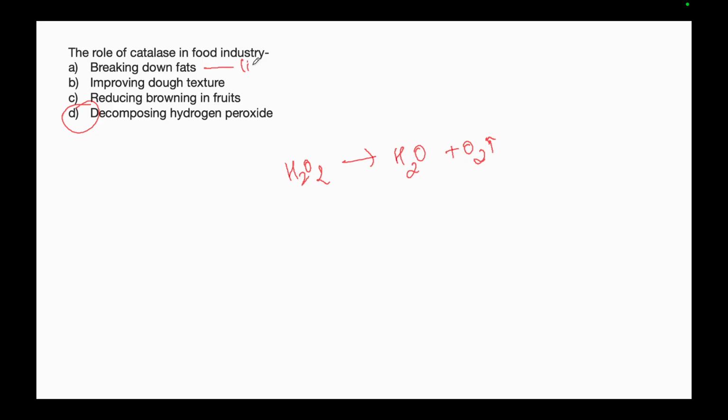Breaking down of fats is done by lipases. Improving dough texture is again by cellulases. And reducing, amylase, not cellulase, amylase. Reducing browning in fruits is by a different enzyme.